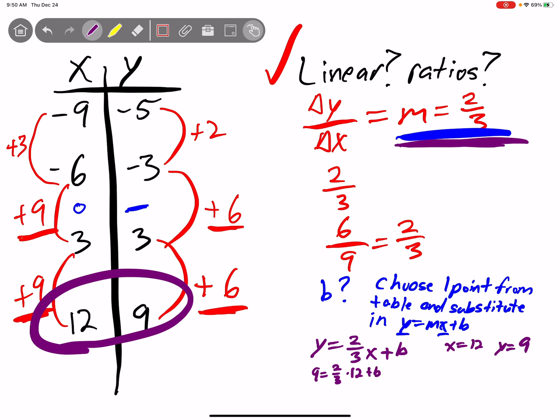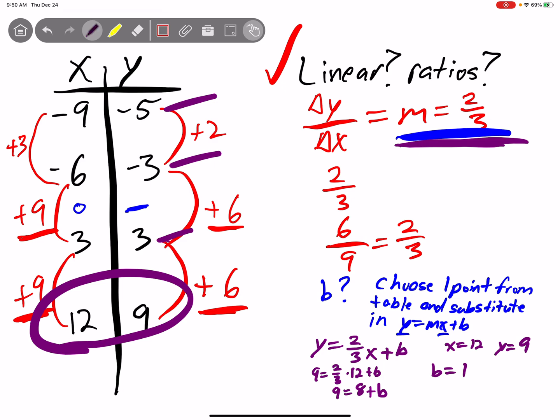Well, 2/3 times 12, 12 divided by 3 is 4, times 2 is 8. So 9 equals 8 plus b. And if I subtract 8 from both sides, I get b equals 1. 8 plus 1 equals 9. So b is 1. So I just solve for b. And it doesn't matter which of these points I use. I could have used 3, 3. I could have used -6, -3. I could have used -9, -5. Because the equation should work for all of these points.